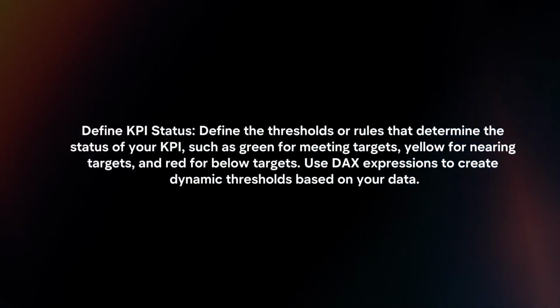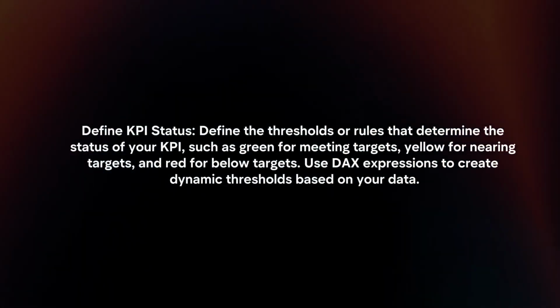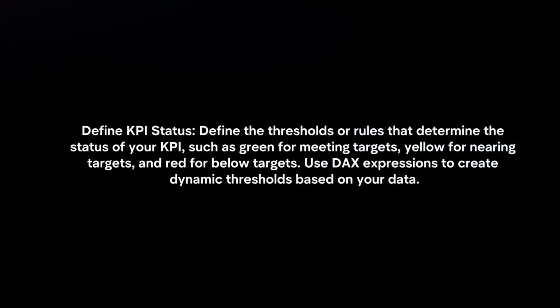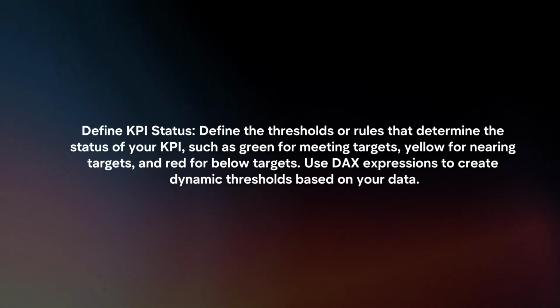Define KPI status. Define the thresholds or rules that determine the status of your KPI, such as green for meeting targets, yellow for nearing targets, and red for below targets. Use DAX expressions to create dynamic thresholds based on your data.